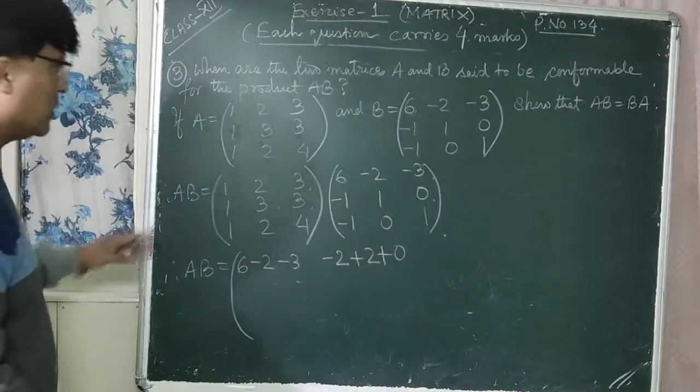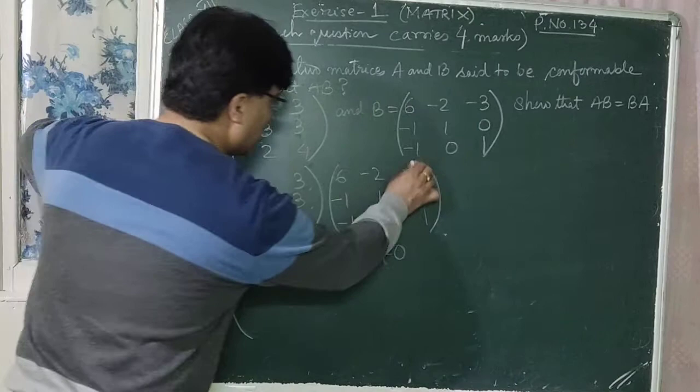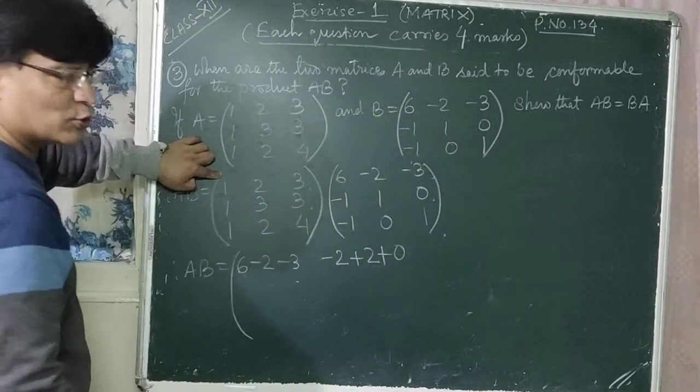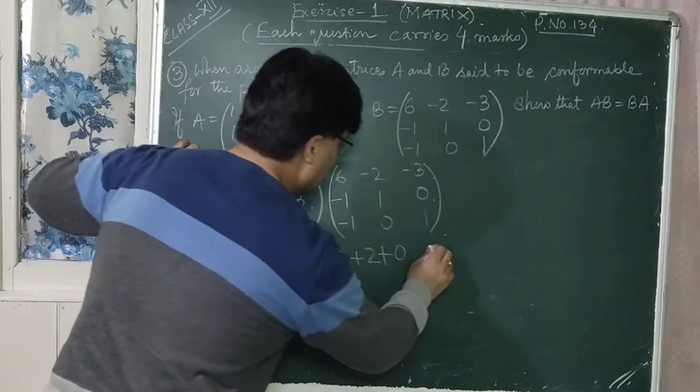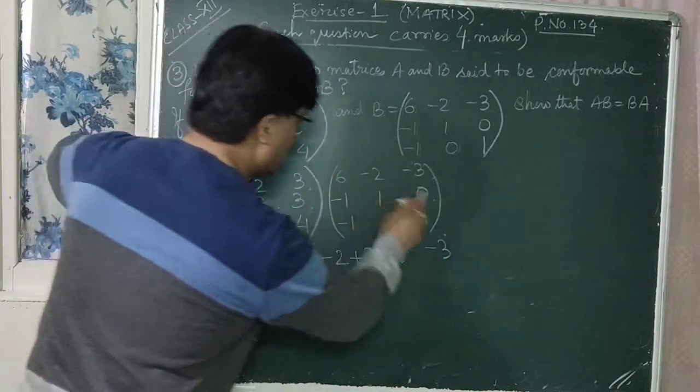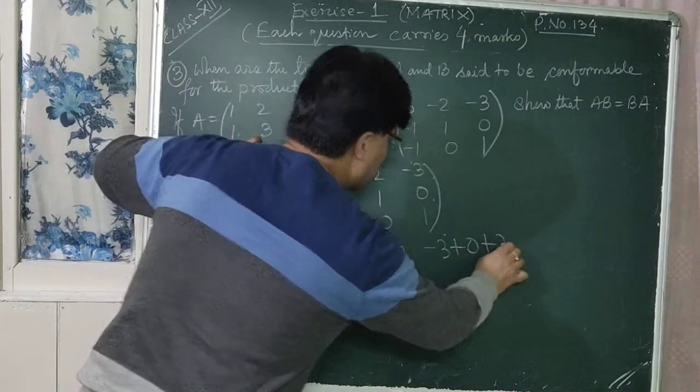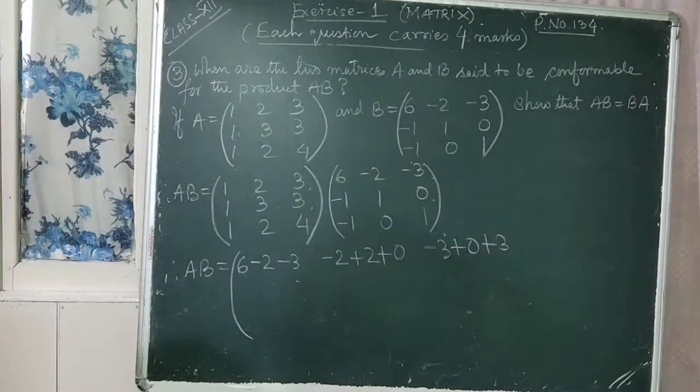Next, this first row should be multiplied by the third column. Corresponding elements should be multiplied. 1 into minus 3, plus 2 zeros are 0, plus 3 ones are 3. Right?